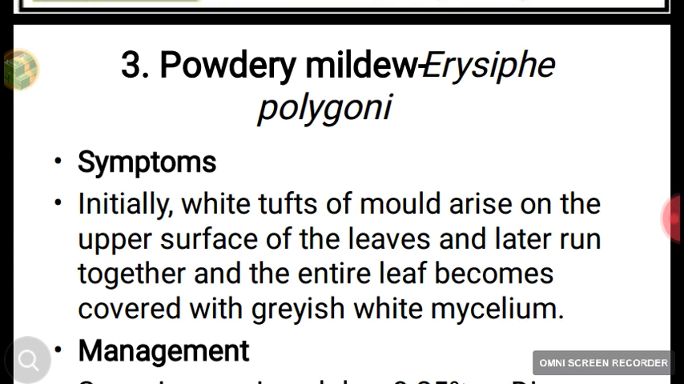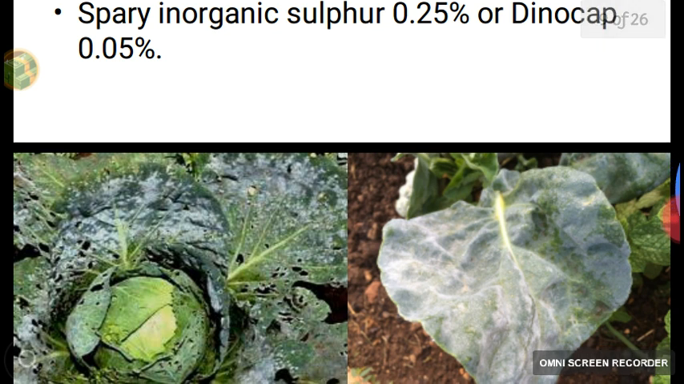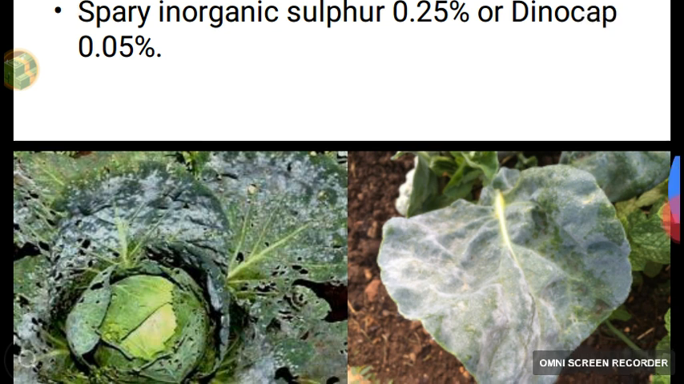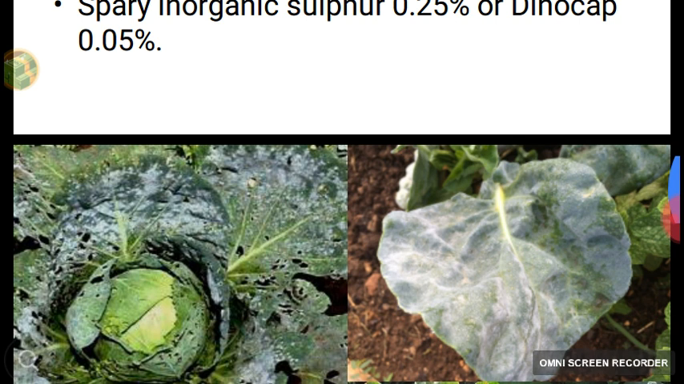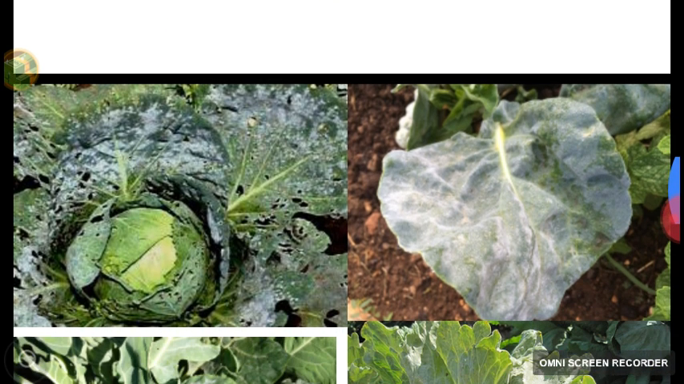The third one is powdery mildew, always caused by Erysiphe polygoni. Initially, white tufts of mold arise on the upper surface of the leaves and later turn together, and the leaf becomes covered with greyish white mycelium. For powdery mildew, we all know that Bordeaux mixture is useful for checking and control, and sulfur can also be used as an efficient fungicide.